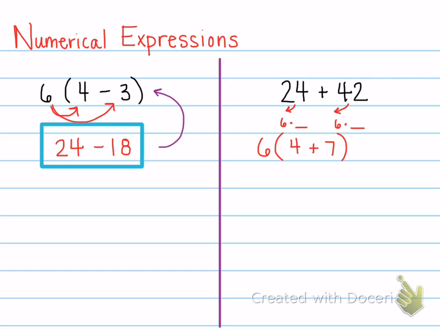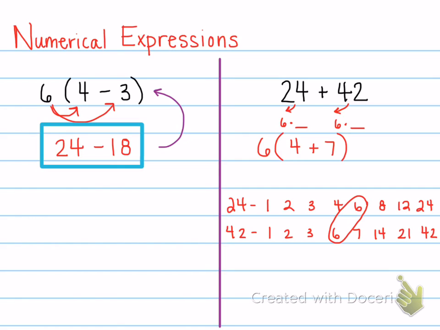Another way to do it would have been to write all of the factors. So 24, again, is 1 and 24, 2 and 12, 3 and 8, 4 and 6. 42 is 1 and 42, 2 and 21, 3 and 14, no 4, no 5, 6 and 7. So when we look at this, 6 is the biggest number that went into both of them, so you knew that 6 is what you should have taken out.